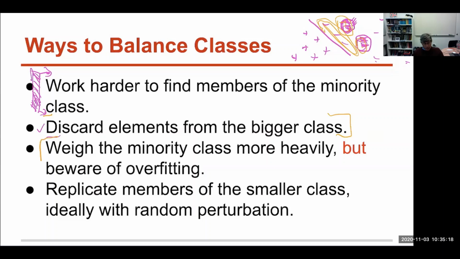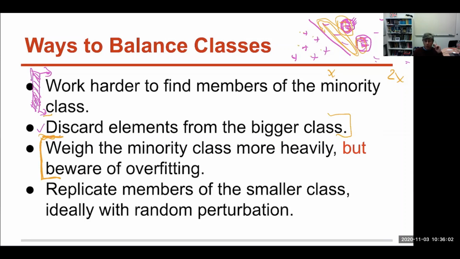Now, another idea which I like is don't actually discard the members of the larger class, but weigh the elements more heavily. Does everybody kind of see that if we have twice as many, let's say we have 2x negative examples and x positive examples, and we weigh each positive example twice that of a negative example, then logistic regression is going to want to make the positive examples happy. It will have an equal incentive to do this.